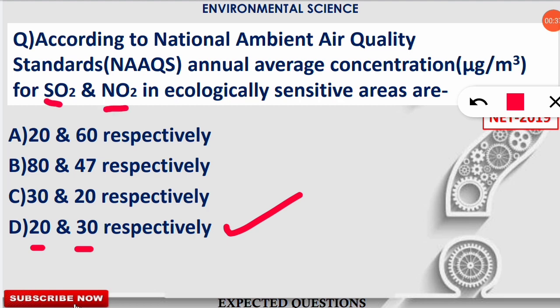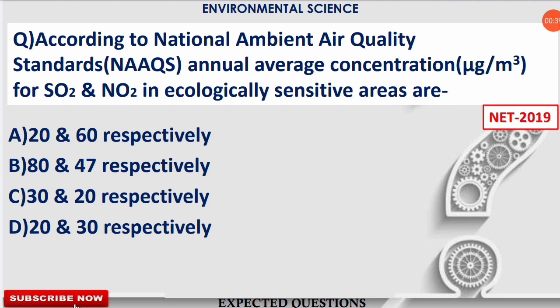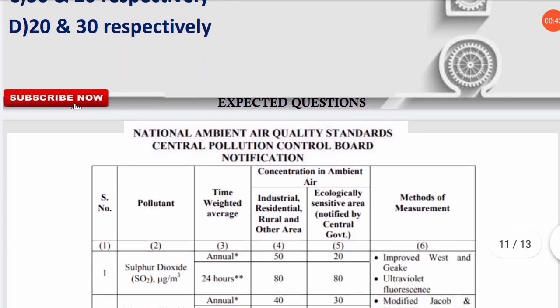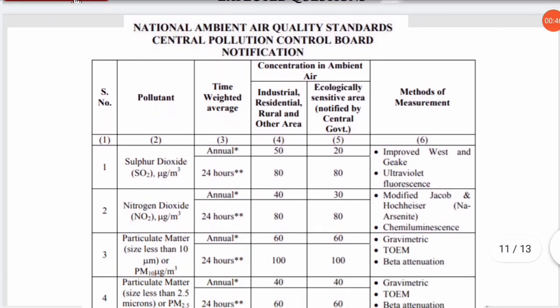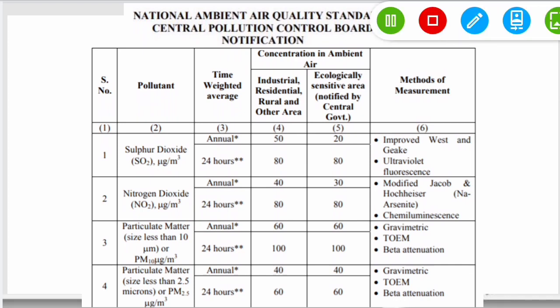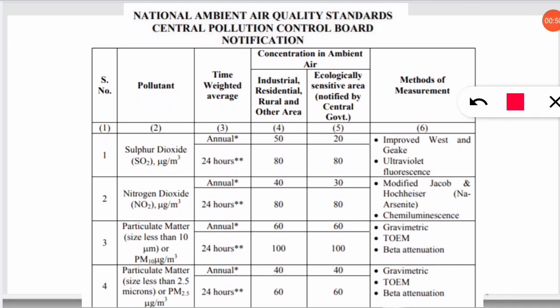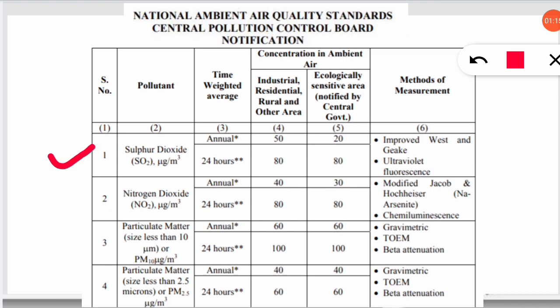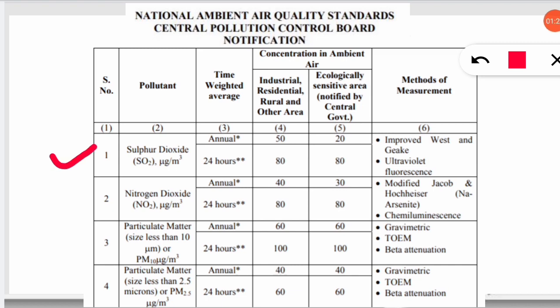So is there any trick? No, there is no such trick to remember this one, but these are standards given by the Central Pollution Control Board. There are the standards for NAAQS which you have to remember. For example, for sulfur dioxide, there are 2 major things you have to remember. The quality standards will be given in annual or 24 hours, and in some cases 8 hours also it is given.